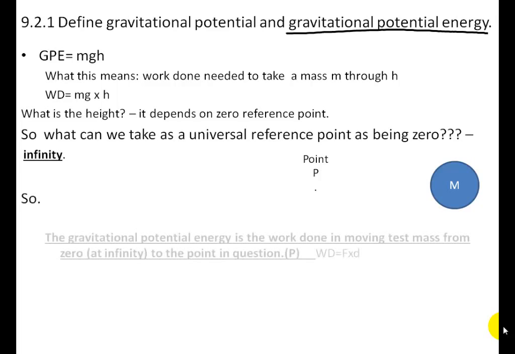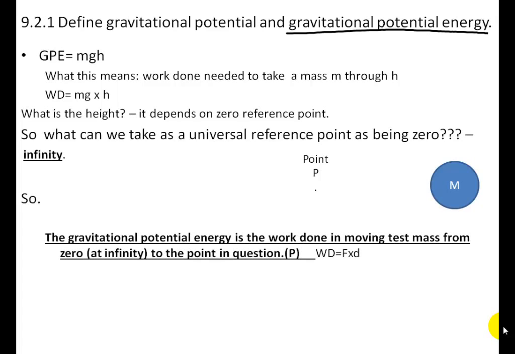So the gravitational potential energy is the work done in moving a test mass from zero, which is basically at infinity, to the point in question. So our zero reference point is infinity. So mgh is basically work: force times distance.